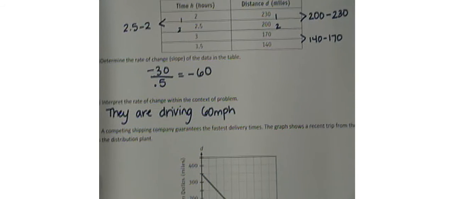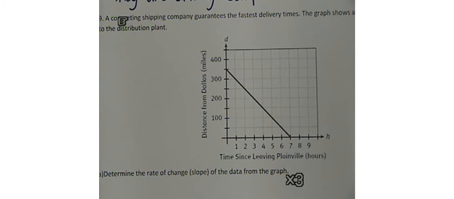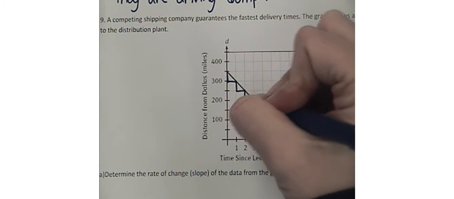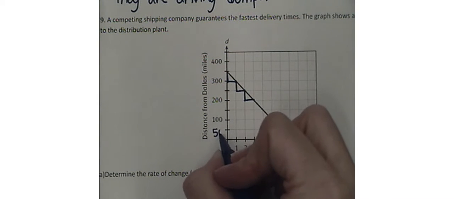So in question 9, the second part, we have a competing shipping company. We don't know who it is. Let's say it's Amazon. And they say that they're faster. Well, you need to calculate the slope from their graph and then interpret it as well. But be careful. We're going up by 50 here.